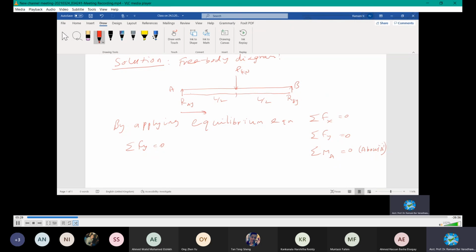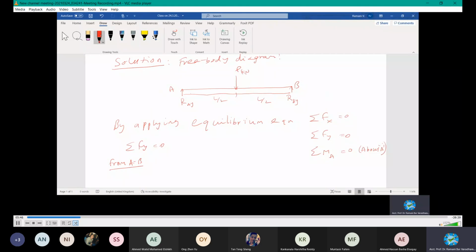In this case, all the loading is in the y direction. We are solving for all y direction forces. Take all y direction forces from A to B. I write down from A to B. Better you write it down too, otherwise you will not know where I'm going. So sigma Fy from A to B.